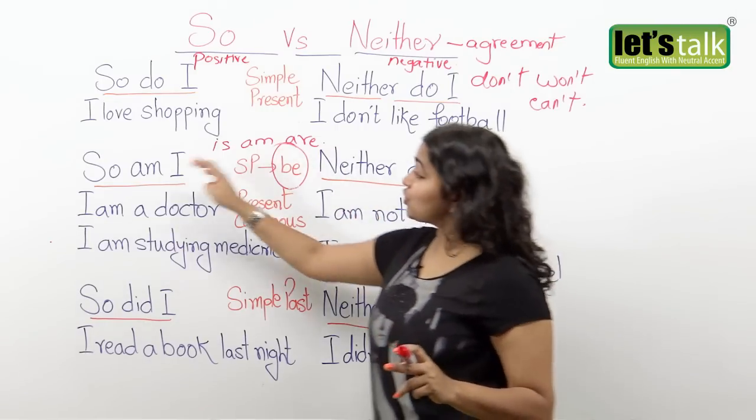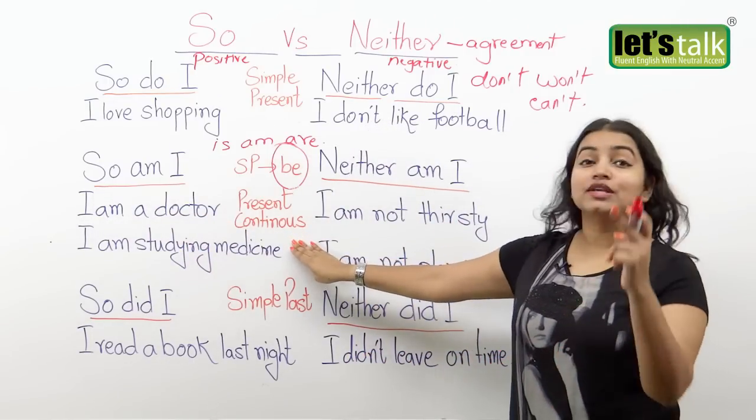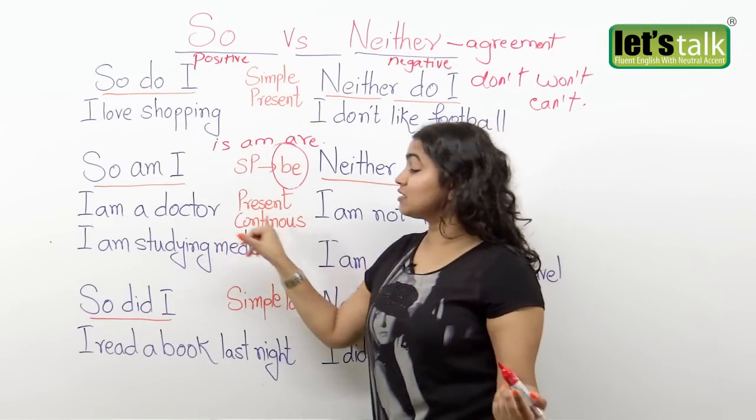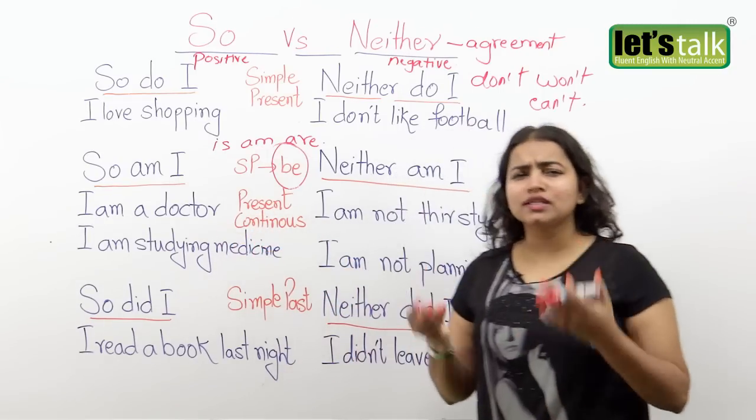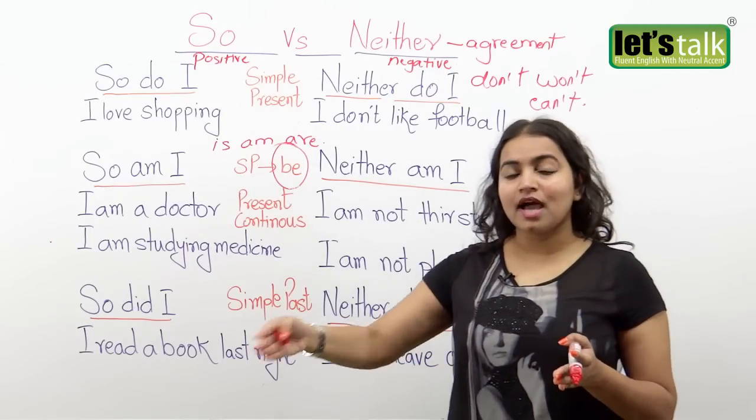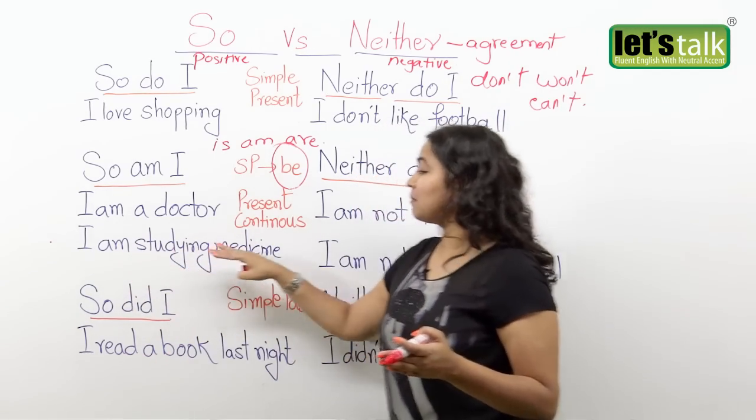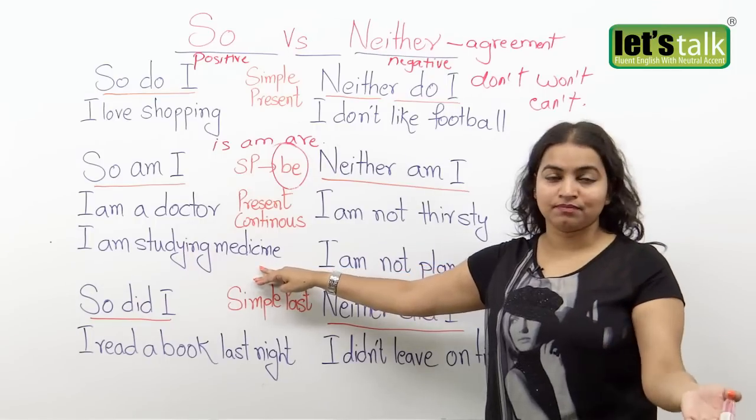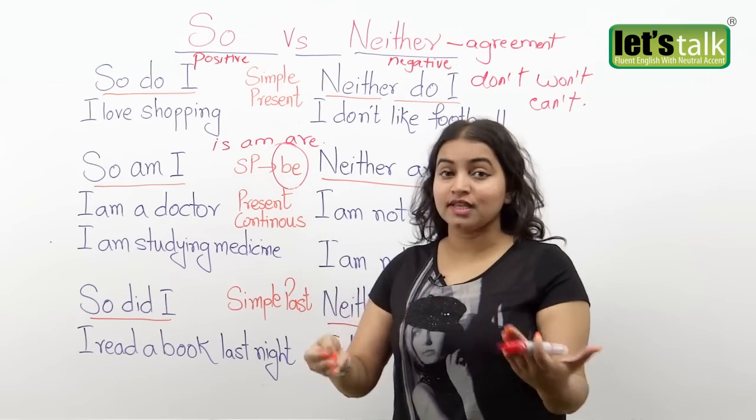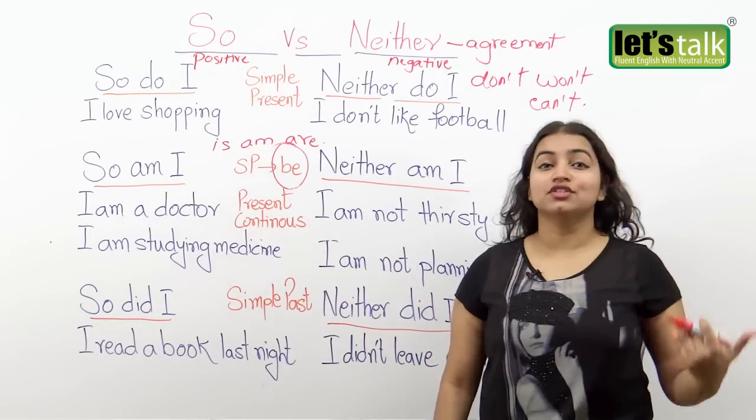Now, you can also use so am I and neither am I when you are responding to a positive or a negative statement in the present continuous tense. What is the present continuous tense? Something that is still happening and has not yet gotten over. For example, I am studying medicine at the university. So I am still continuing my studies. It's not yet over. It is present and it is continuing, and therefore it is present continuous.